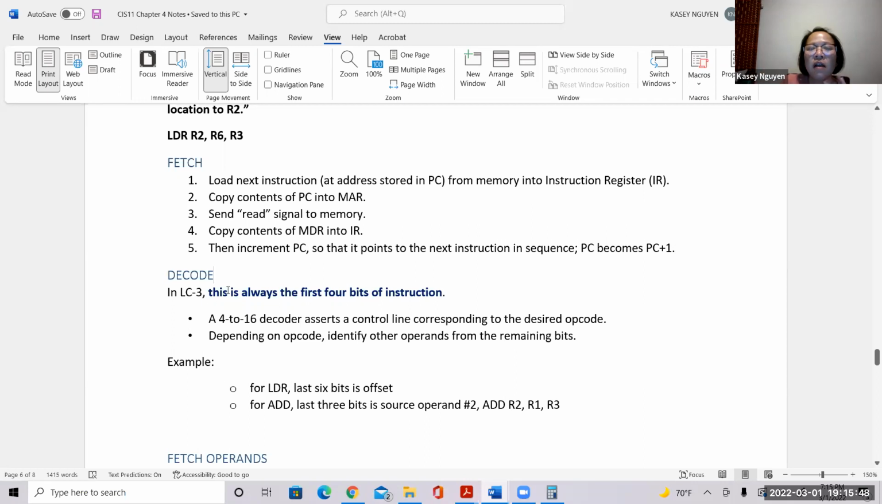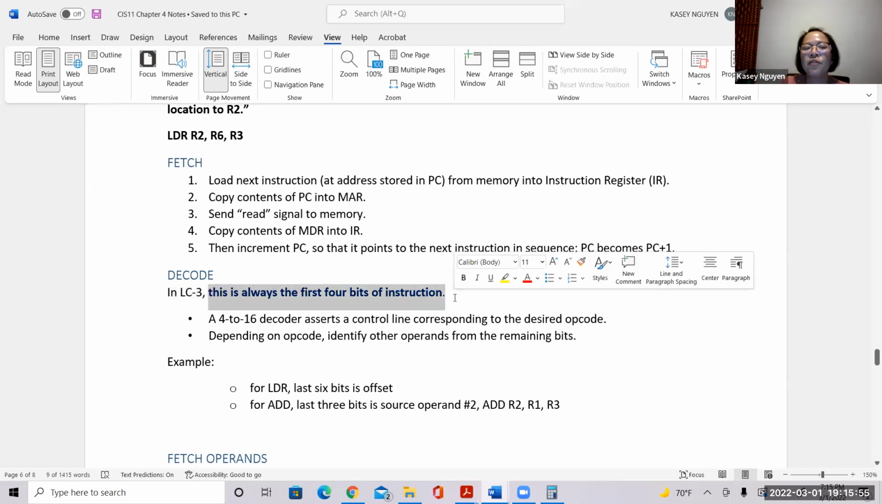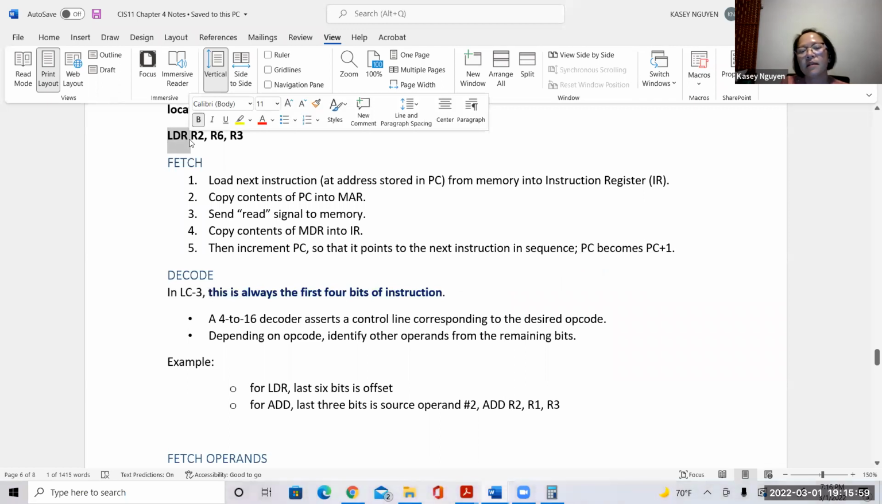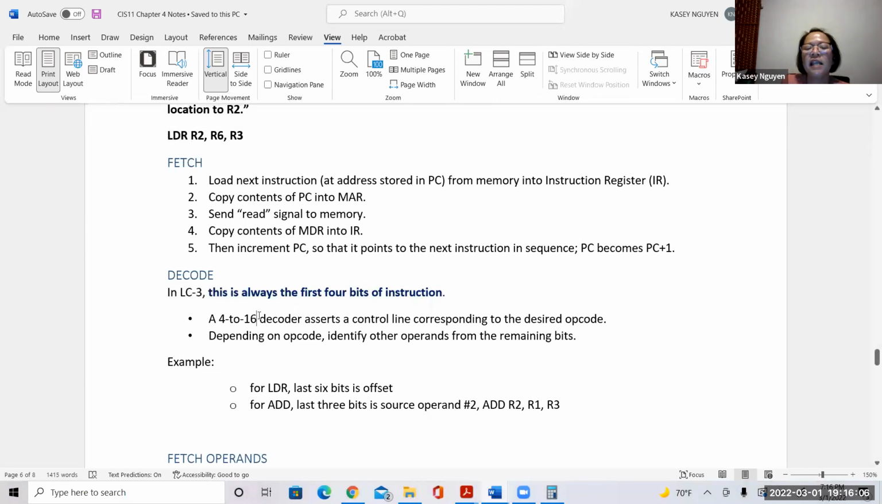And we talked about what the opcode is. In LC3, this is always going to be the first 4 bits of your instruction. And so from 4 to 16, the decoder is going to assert your control line. What it needs to do in the decode is make sense of what that opcode is. Depending on what you put in the opcode, it's going to be able to identify the operands and the remaining bits. So if we're using an LDR, it needs to interpret this and make sense of the addresses from register 3 and 6.